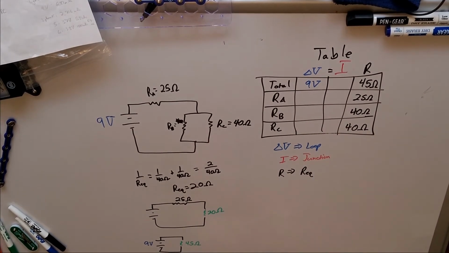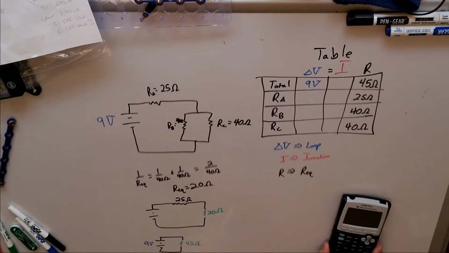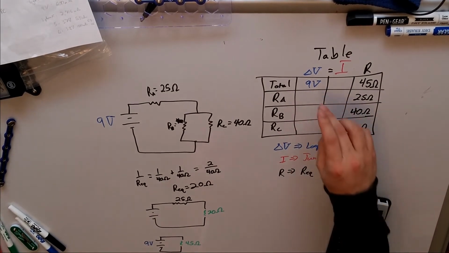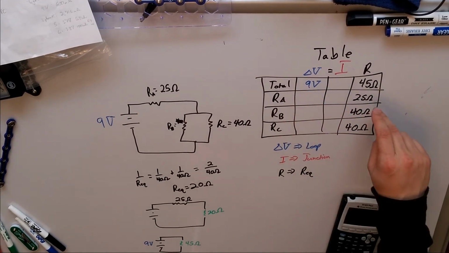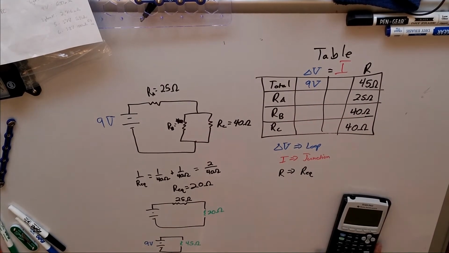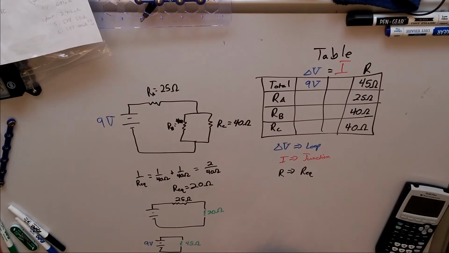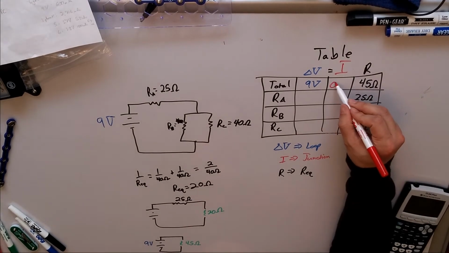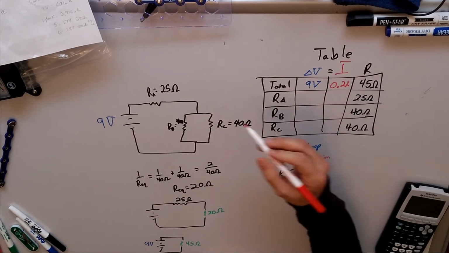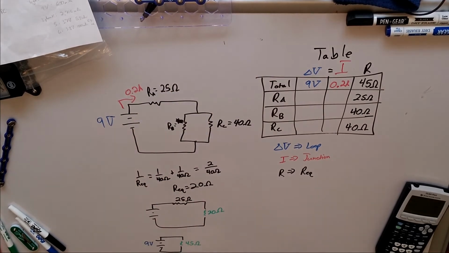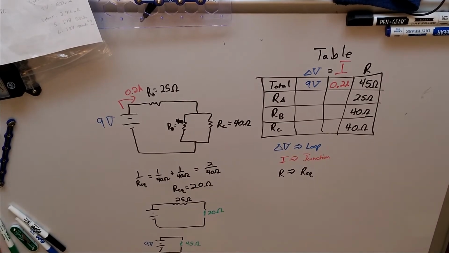I can apply Ohm's law on that row. That's the upside of the table. Any row you can apply Ohm's law on, but you cannot take a value from this row and use a value from the other row. Everything has to be in the row if you want to use Ohm's law. So I take 9 volts divided by 45 ohms, and I end up with my total current through the circuit is 0.2 amps. That means that we've got 0.2 amps coming out of the battery. That's our total current for our circuit.